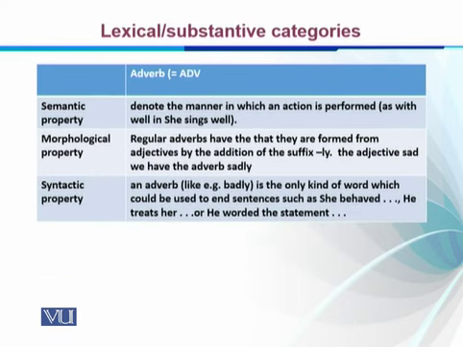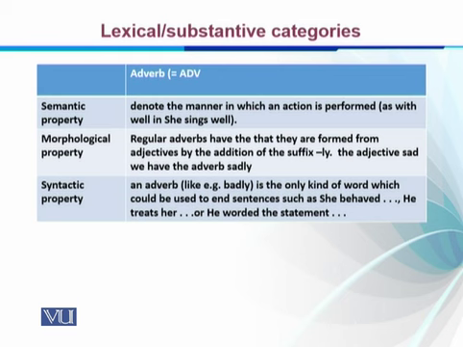Adverb, the third lexical or substantive category, is the adverb. Its semantic property is that it denotes the manner in which an action is being performed. He sings well. So how does he sing? Well. So well is an adverb. Morphological properties: most regular adverbs are formed by adding ly after an adjective, slow and slowly, simple and simply, etc. But we know that there are certain other types of adverbs which do not take any morphological element, like fast.